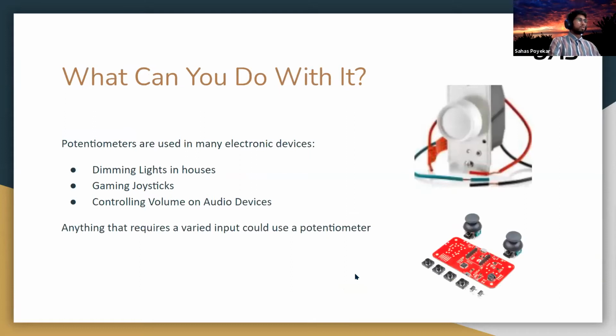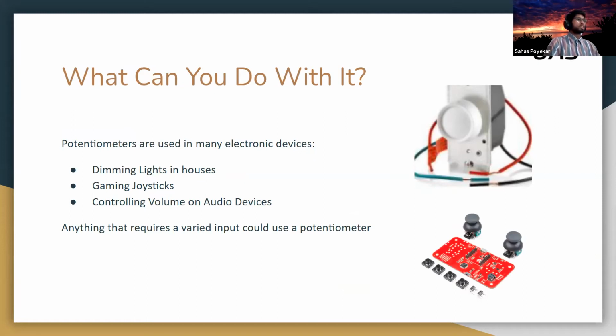So what can we do with this piece of hardware? Potentiometers can be used in lots and lots of different kinds of electronic devices. Some examples are being able to dim lights in your house. So if you turn the knob, it can increase or decrease the light intensity of light bulbs that are specifically designed for that. It can also be used for gaming joysticks.